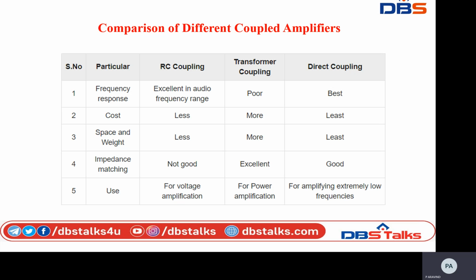Coming to the applications, RC coupled amplifiers are used for voltage applications. Transformer coupled amplifiers are used for power applications, and direct coupled amplifiers are used for amplifying extremely low frequencies. So this is the comparison between these different types of coupled amplifiers: RC coupled, transformer coupled, and direct coupled.